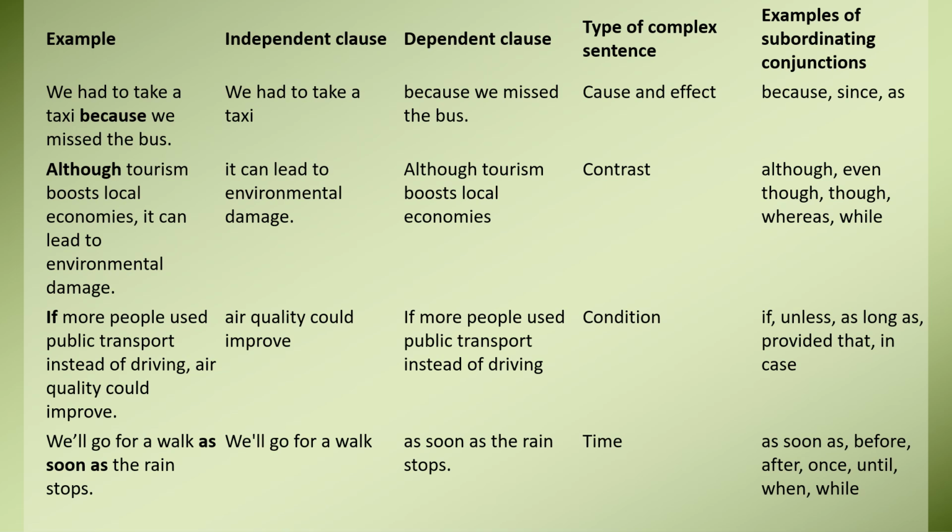We will go for a walk as soon as the rain stops. So here, as soon as the rain stops is a dependent clause and we will go for a walk is an independent clause. So this is a time structure. For time we will use as soon as, before, after, once, until, when, while.